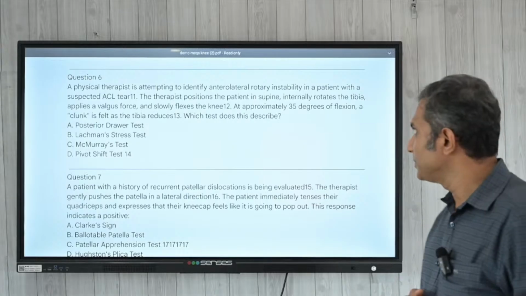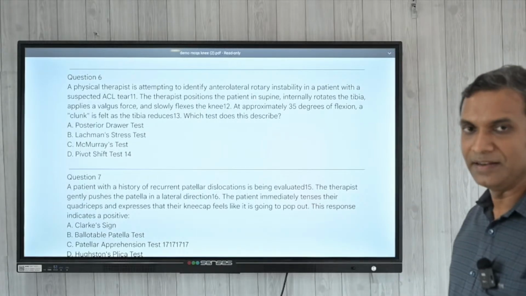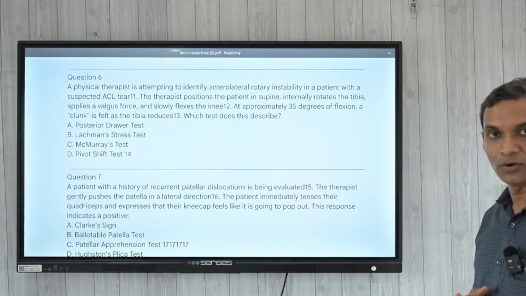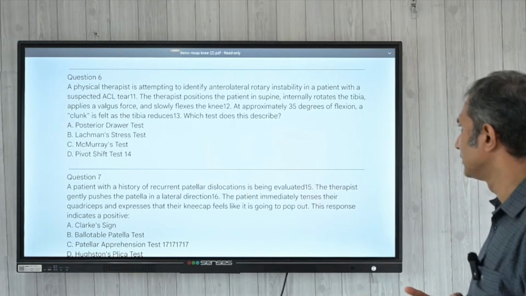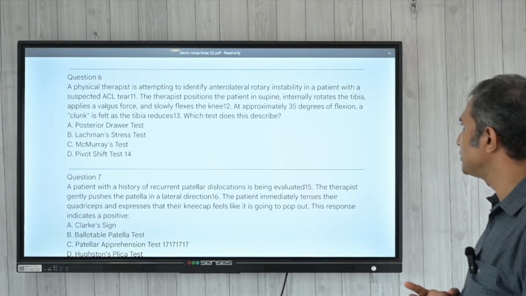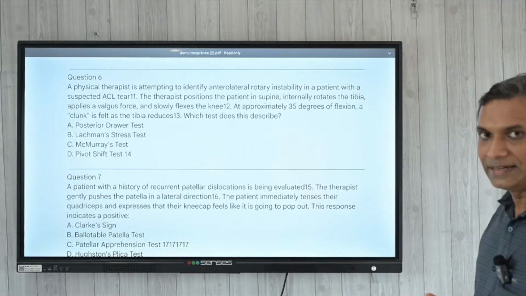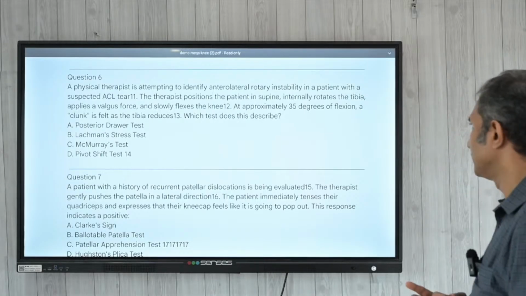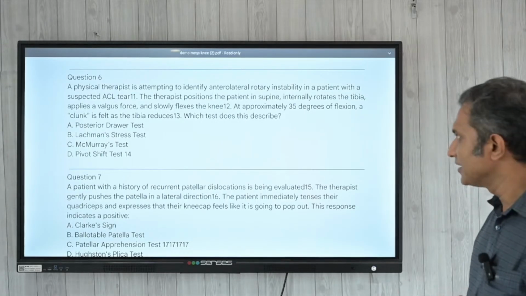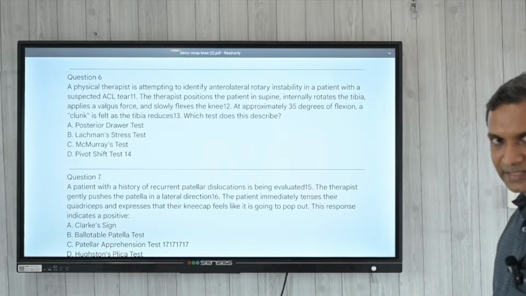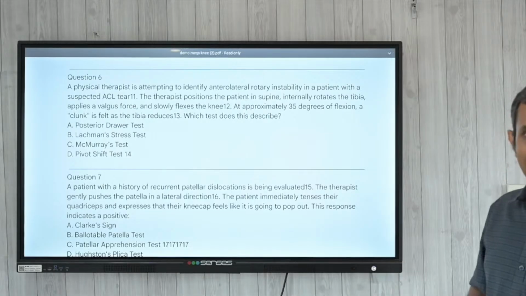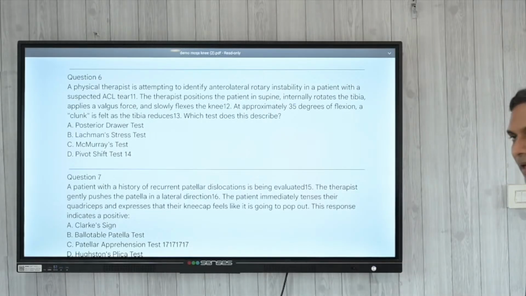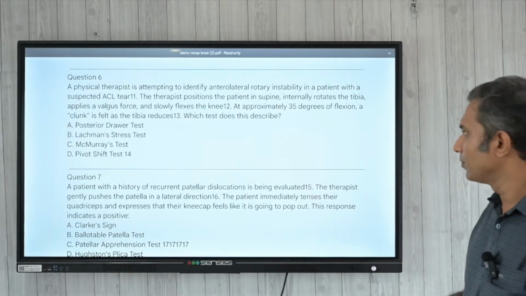A physical therapist is attempting to identify anterolateral rotatory instability in a patient with suspected ACL tear. The therapist positions the patient in supine and internally rotates the tibia. He applies a valgus force and slowly flexes the knee. At approximately 35 degree flexion, a clunk is felt as the tibia reduces to its original position.